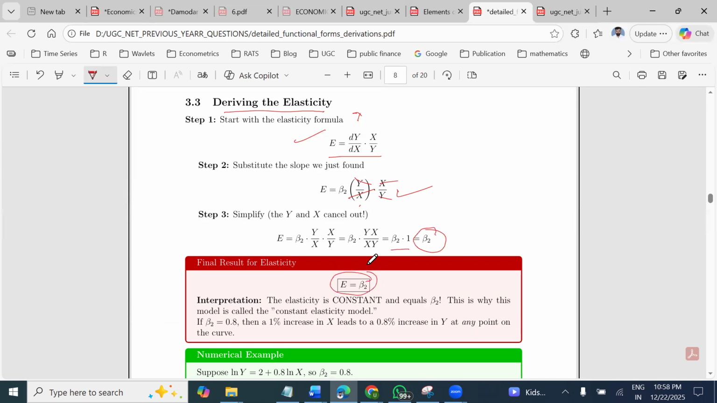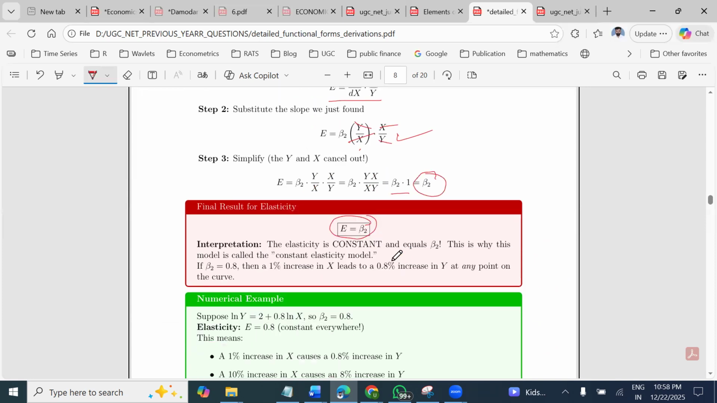Then what is our conclusion? The elasticity is constant and it is equal to beta 2. This is why this model is called the constant elasticity model. Is it clear now? Constant elasticity model. Correct?